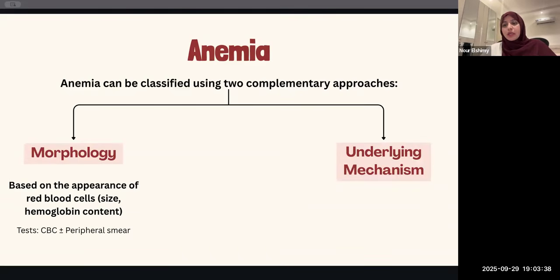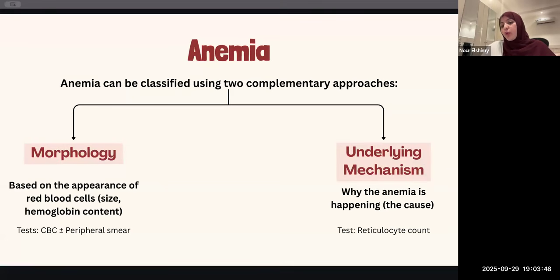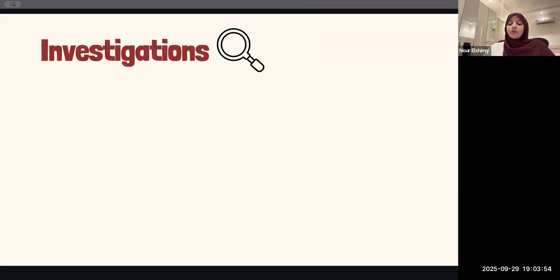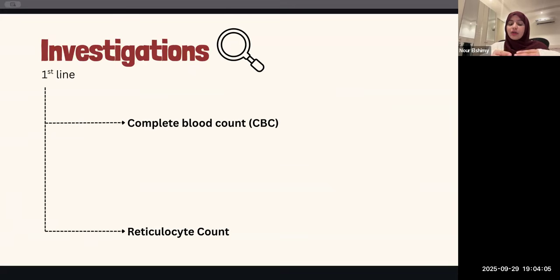Secondly is the underlying mechanism. Underlying mechanism basically tells us the cause of anemia or why it happened. And again, the test we run to be able to know what the cause is the reticulocyte count, and we're going to get to this inshallah through the slides. All right. So the investigations would be, as I mentioned, first line investigations: the CBC, which is the complete blood count, and the reticulocyte count to identify the underlying mechanism.